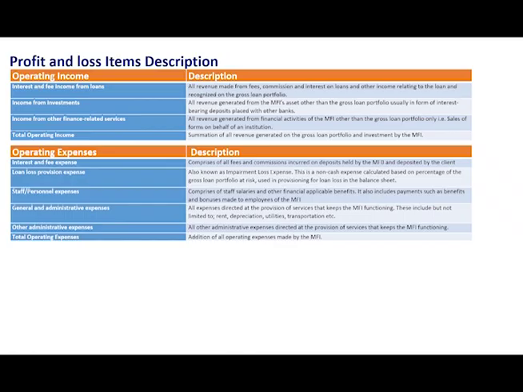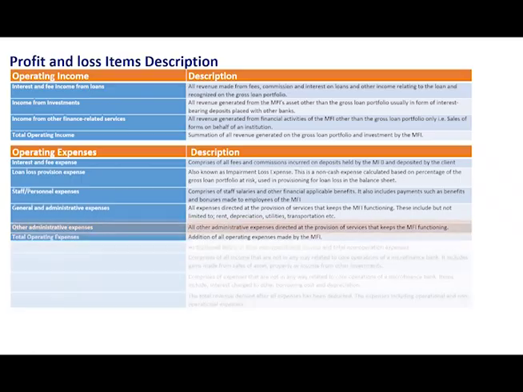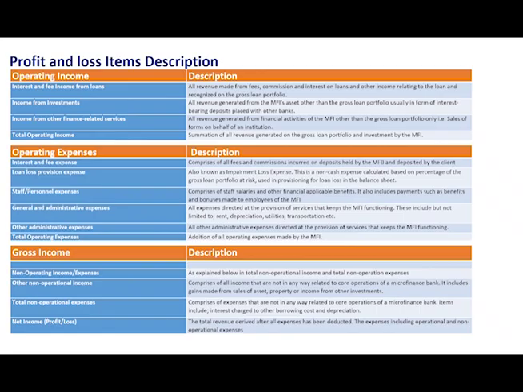In our diagram above, where we mention the components of the balance sheet, we mention the gross income. The gross income has the items, namely, non-operating income/expenses. This represents the actual position of the transaction, which could either be positive or negative. Other non-operational income comprises all income that is not in any way related to the core operations of a microfinance bank. It includes gains made from sales of assets, property, or income from other investments.